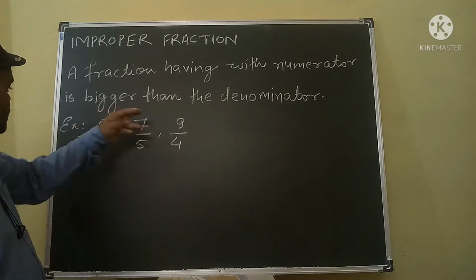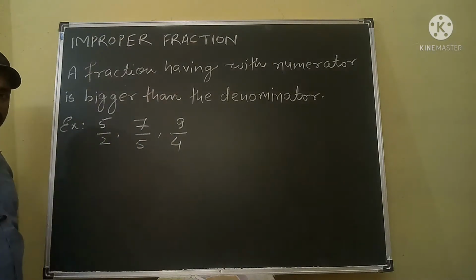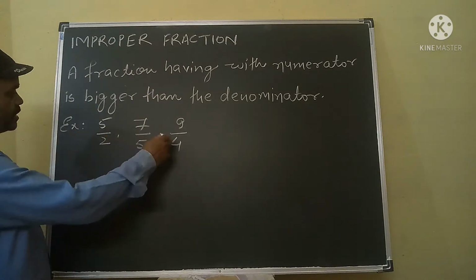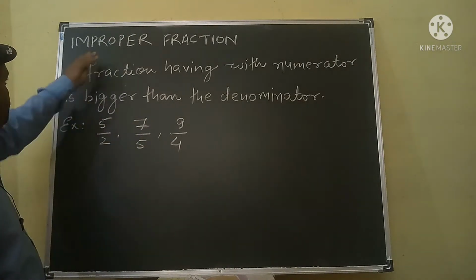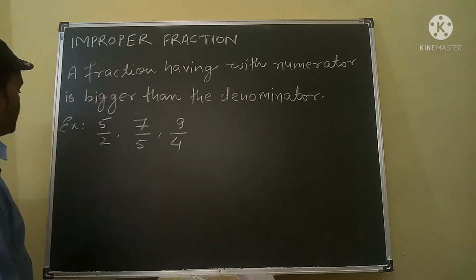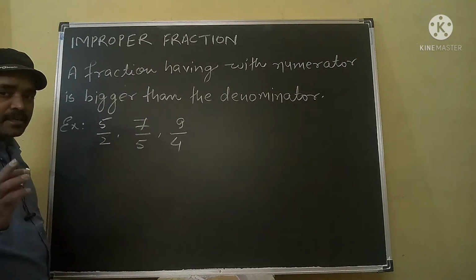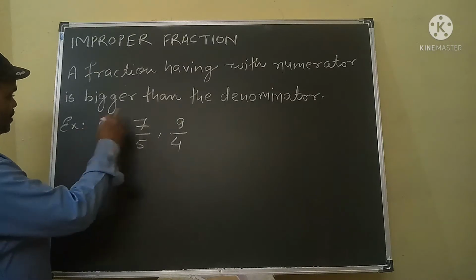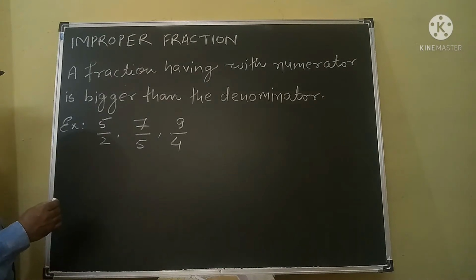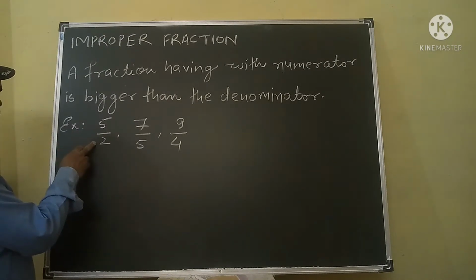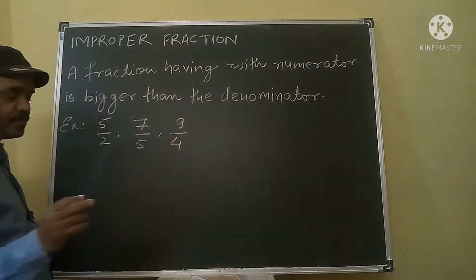As you are looking at all these three examples, the numerator is bigger than the denominator. That means all these examples belong to improper fractions. That's why in all these examples the numerator is bigger than the denominator. As you are looking, 5 is greater than 2, 7 is greater than 5, 9 is greater than 4.